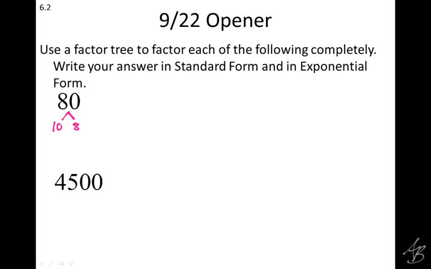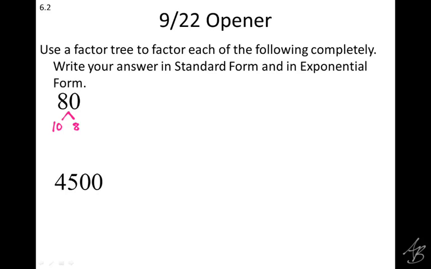Does it matter which order we write it? No. It could be 10 times 8, or it could be 8 times 10. They're both 80. When we're doing the factor tree, it doesn't matter which order. Okay? Let me ask this. Could you have done it a different way?